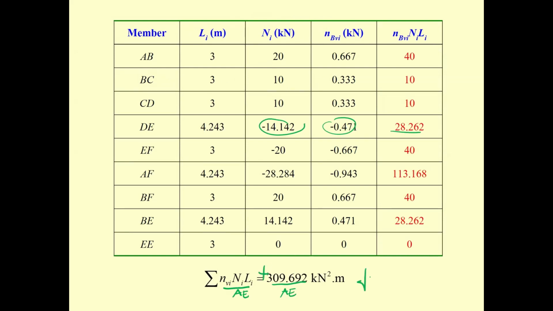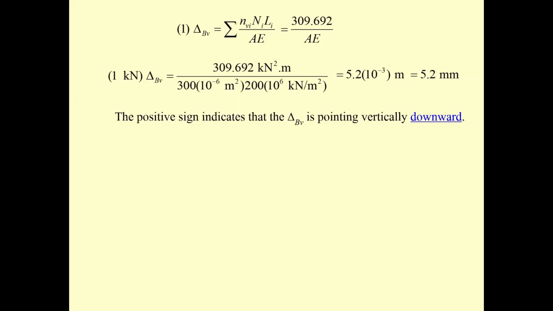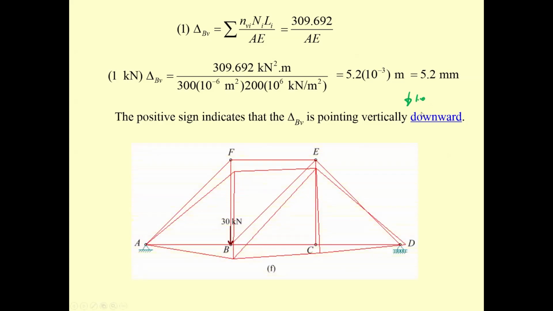Oh, I got positive. That means this one is downward, following the direction of the unit load. The direction of the unit load is going to follow the direction of the results. Then you have this one, and then put the AE. This is 5.2 millimeter, downward, following the direction of the 1.0 unit load. And then you have this kind of deformation.